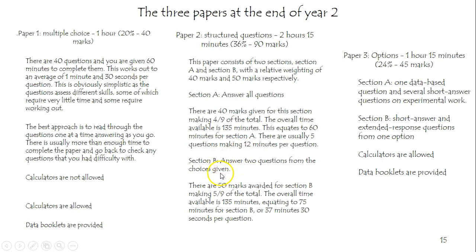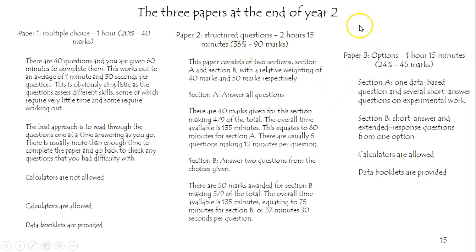In section B, you answer 2 questions from the choices given, so you don't have to do every one. There's 50 marks awarded for section B, making 5/9 of the total. This is another 135 minutes. 75 minutes for section B, 37 minutes and 30 seconds per question. That's true, since there's only 2 questions that you have to answer. Wow, that's a long time to answer a single question. And this is in some ways, again, not to overemphasize it, but this is in some ways reminiscent of the free response section on the AP chemistry exam.